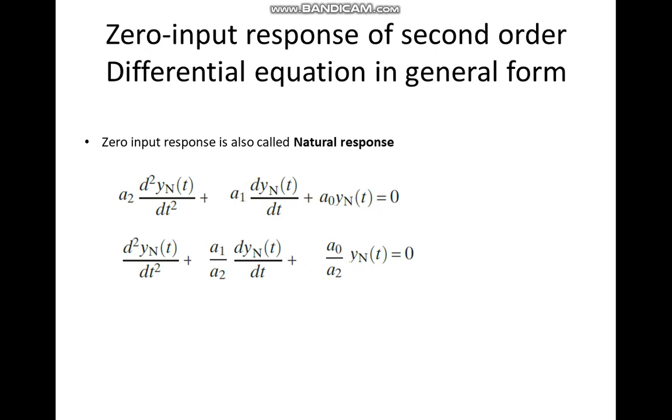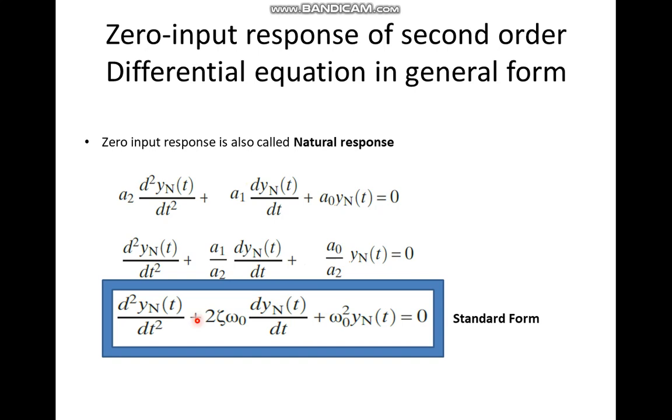Dividing both sides of the equation by A2, we get this equation. This equation can be written in general form in terms of zeta and omega naught as this, where we have put A1 over A2 equal to 2 zeta omega naught and A0 over A2 equal to omega naught squared.